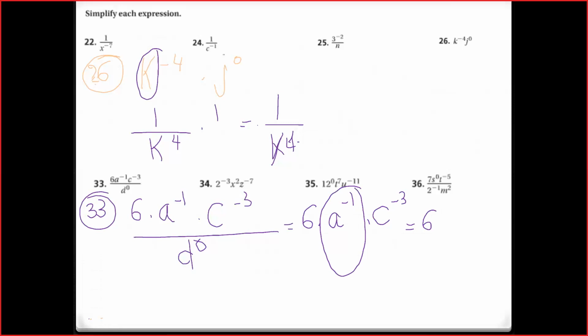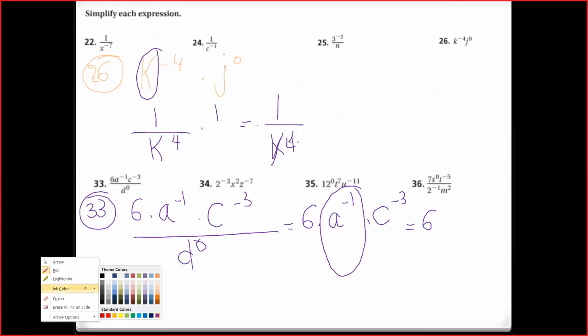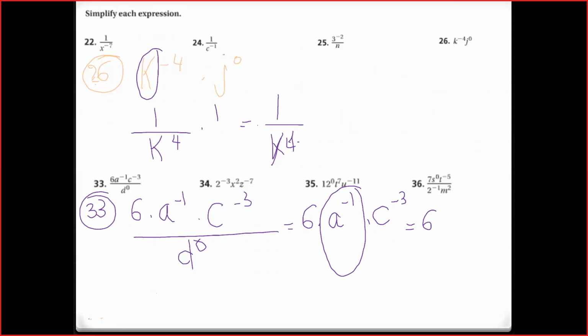I'm going to talk about negative exponents. So I can rewrite it as, what is the reciprocal of a? 1 over a. To the power, what is the opposite of negative 1? 1. Thank you. Multiplied by c to the power negative 3. What is the opposite of c? 1 over c. Thank you. What is the opposite of negative 3?